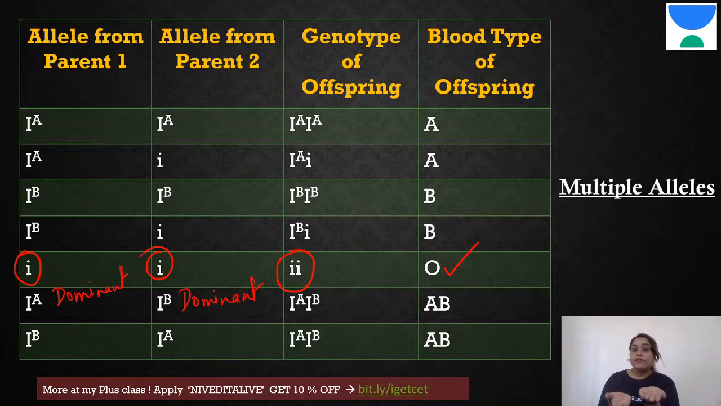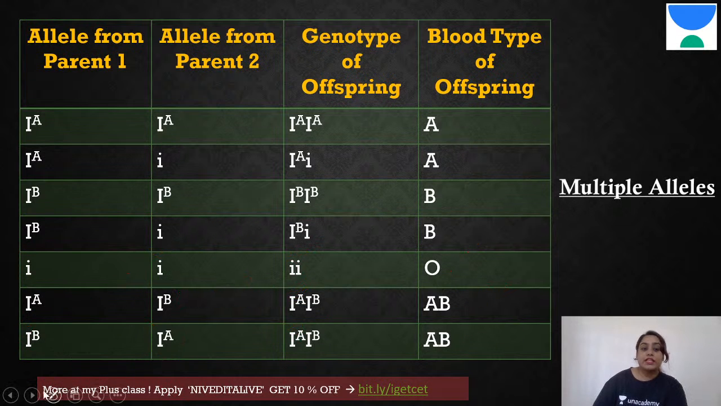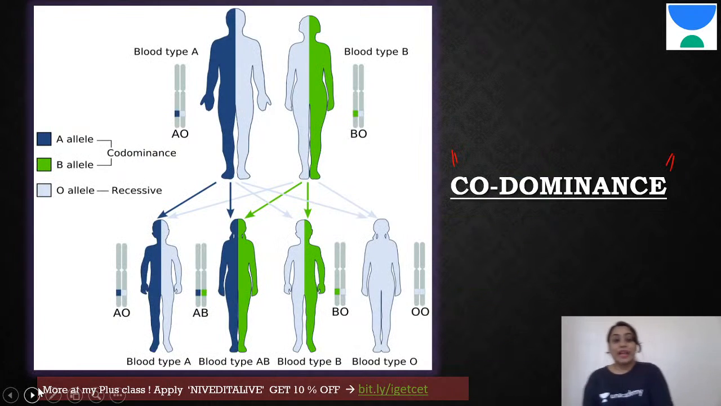Therefore, IA will code for antigen A, IB will code for antigen B. Therefore, both antigen A and antigen B are present on the same RBC cells. So, therefore, AB type of antigen you get. Similarly here also, if the mother is IB and the father is IA, both of them are dominant. Therefore, it is AB blood group. Both antigen A as well as antigen B is there. Therefore, you can see that it is a co-dominant stature. Okay, so I hope you got that part.